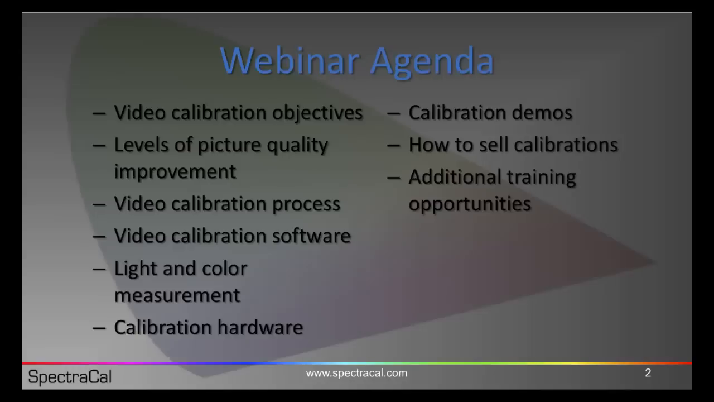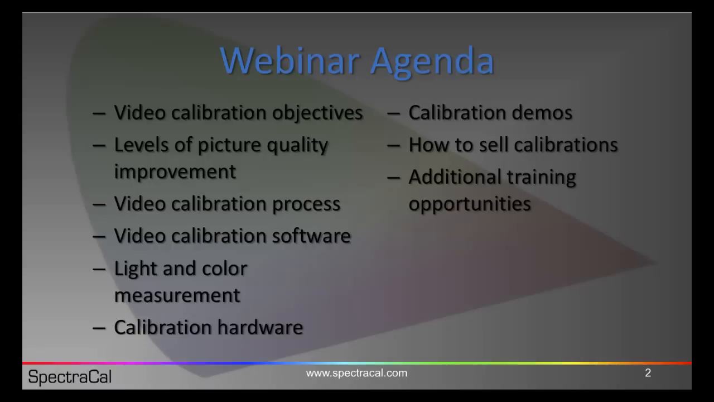We'll be covering a number of topics today. Among those, we'll be talking about the objectives of video calibration, what it is that we're trying to accomplish. We'll be talking about the different levels of picture quality improvement that are possible with different levels of calibration. We'll be talking about the video calibration process, overviewing that. We'll be talking about the calibration software that we use for calibrating video displays. And we'll go into the topic of light and color measurement, touching on how the human eye sees light and color and then how we measure that.